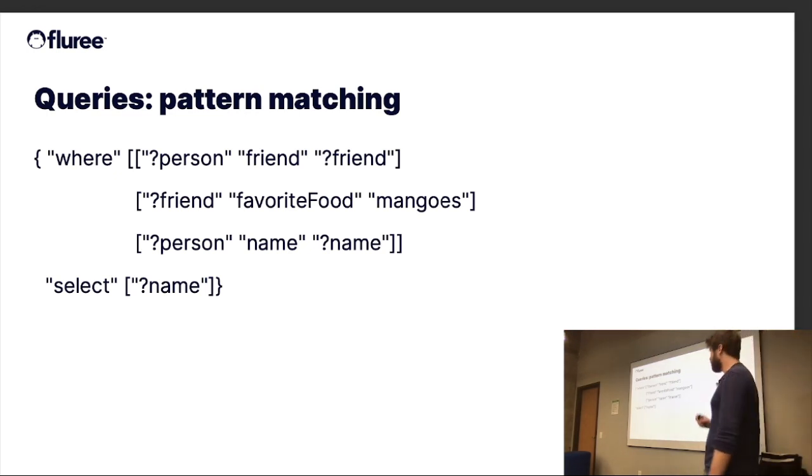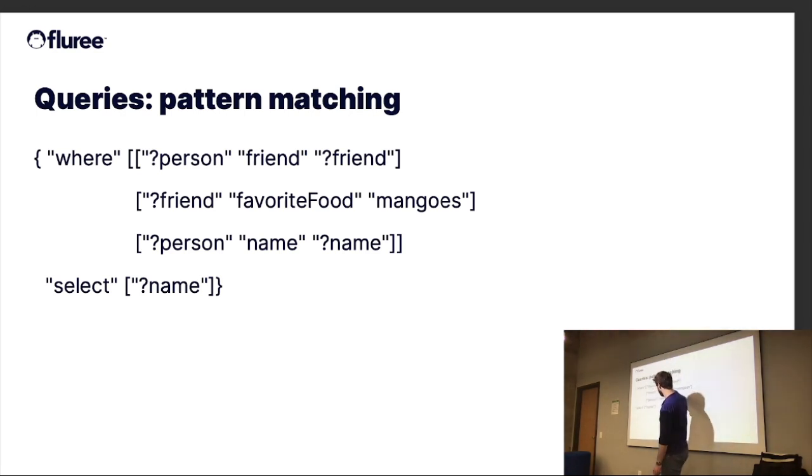You may be familiar with SQL. If you like SQL, cool. This is really easy because you're literally just looking at the shape of your data. These are triples. The question mark means a variable. I'm going to match any subject can be assigned to person, and any person who has a friend, we're going to match that value as a friend. And we care about a friend whose favorite food is mangoes. And then we want the name of the person who has a friend whose favorite food is mangoes.